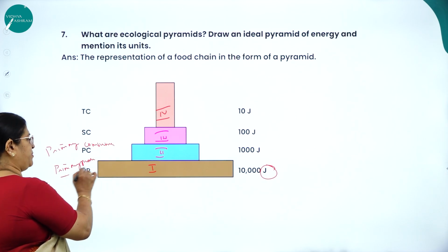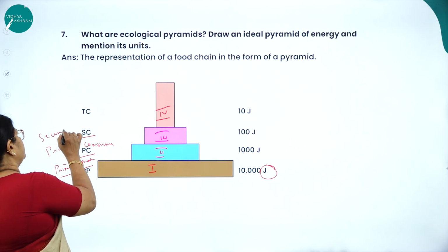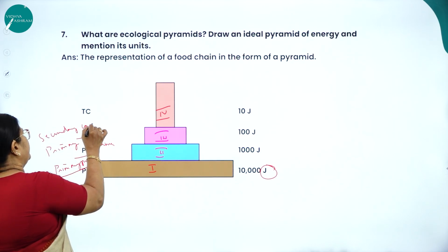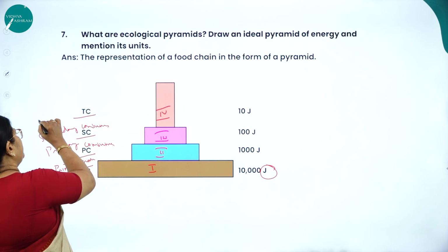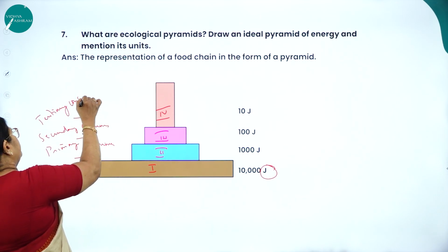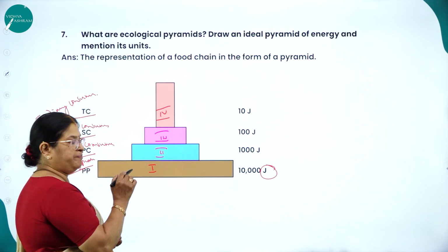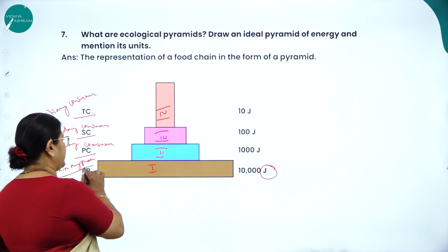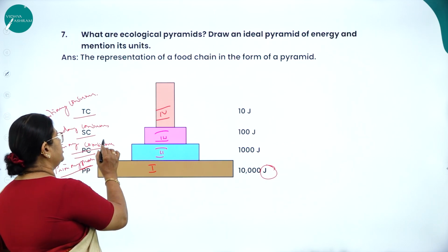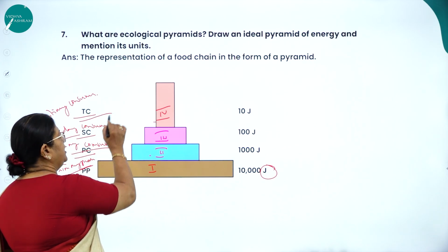PP means primary producers. PC means primary consumers. SC means secondary consumers. TC means tertiary consumers. So the first trophic level in a pyramid of energy is what? Primary producer, primary consumer second level, third trophic level secondary consumer, and fourth tertiary consumer.